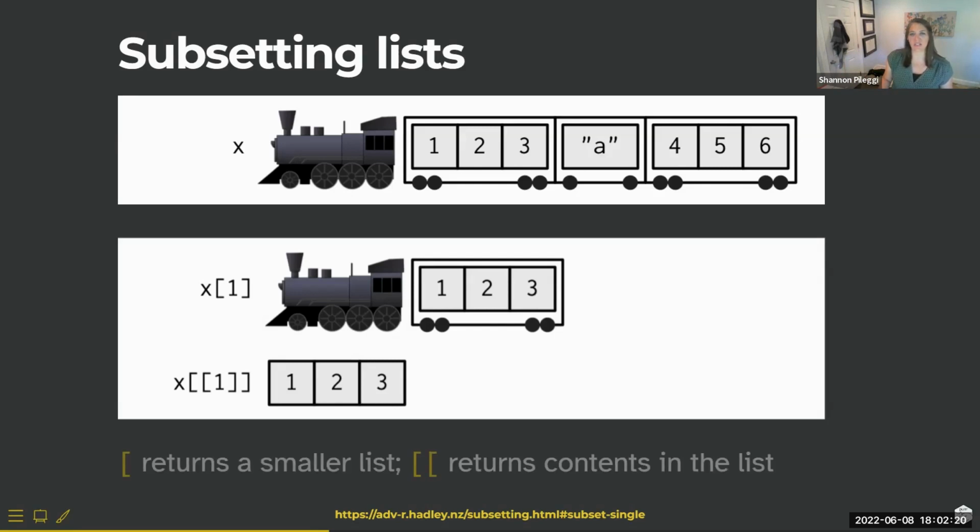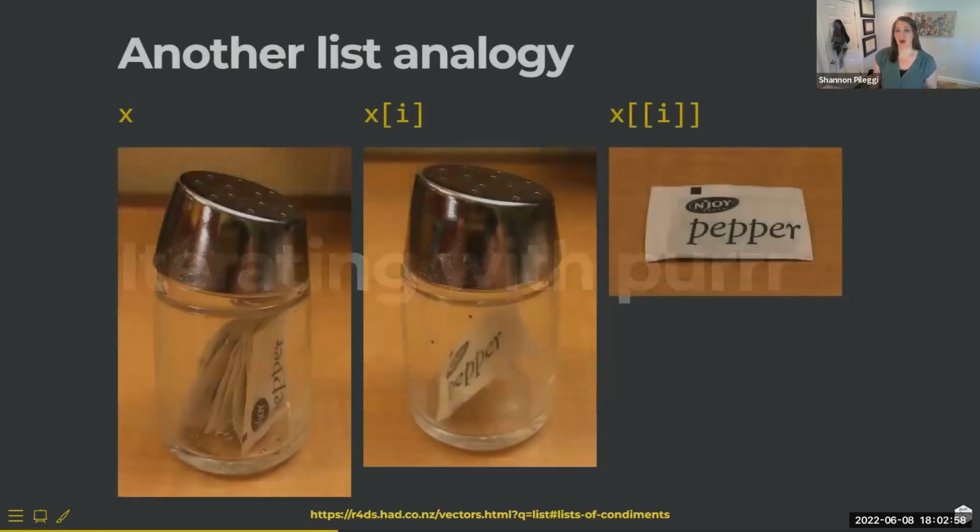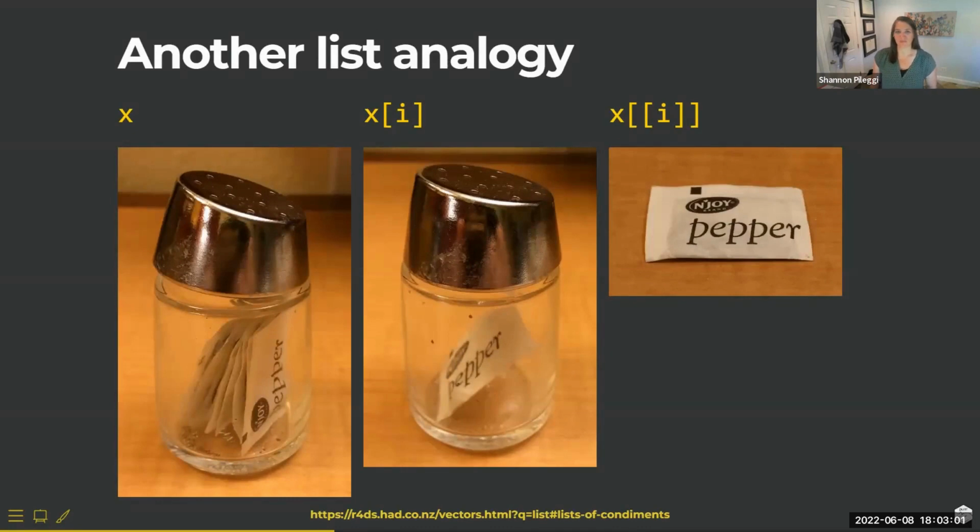Another visual representation of that is using the pepper shaker analogy. Again, if X is our list and it is this pepper shaker containing pepper packets, if we extract the ith element of that list, we are going to get the container around the elements extracted back to us. So that sublist is going to come back to us in terms of the container and the pepper packet. But if we want to dive in and just get the contents of that container, that's when we need to use the double bracket. So hopefully that is clear to everyone. And I will certainly pause for questions before we move on to the next section.